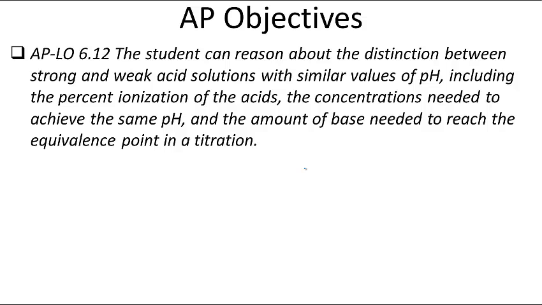All right, let's quickly take a look at the objectives then. Make sure we've hit them. Learning objective 6.12. The student can reason about the distinction between strong and weak acid solutions with similar values of pH, including the percent ionization of the acids, the concentrations needed to achieve the same pH, and the amount of base needed to reach the equivalence point of a titration. Wow. Yeah, let's unpack it.